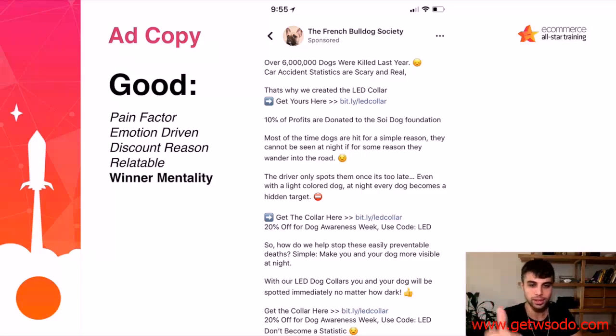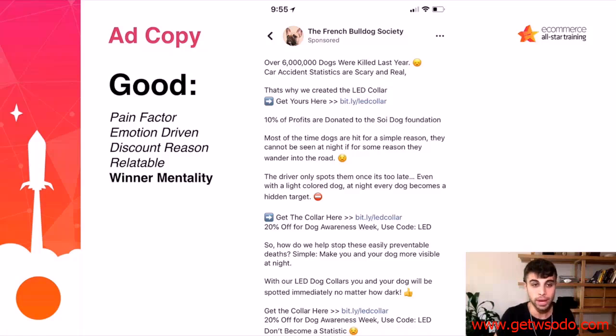And then under that, how do we help stop these easily preventable deaths? Simple, make you and your dog more visible, just convincing them a bit more. With our LED dog collars, you and your dog will be spotted immediately, no matter how dark, making them understand what it actually does. And then again, the link, get the collar here, 20% off for Dog Awareness Week, use code LED, and then finishing up with don't become a statistic, which again puts a stronger pain factor in it.